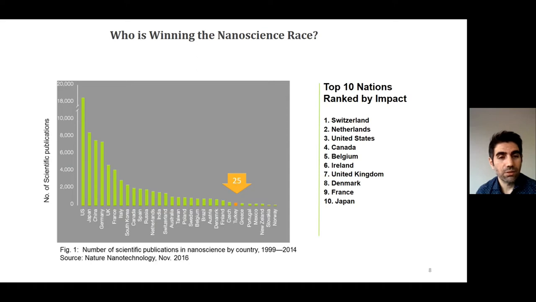Now let's look at the rank of nations. Who is winning the nanoscience race? I found these statistics on the internet when I looked up the literature. As you can see here, the nations and the number of scientific publications in nanoscience from 1999 to 2014. Among these nations, Turkey is in 25th rank. Of course, this statistic is not enough. Here on the right are the top 10 nations ranked by impact. Switzerland, the Netherlands, and the United States are the three countries that are leading nanoscience.